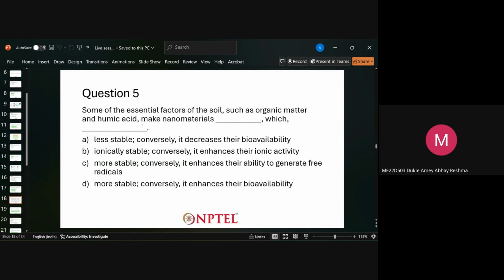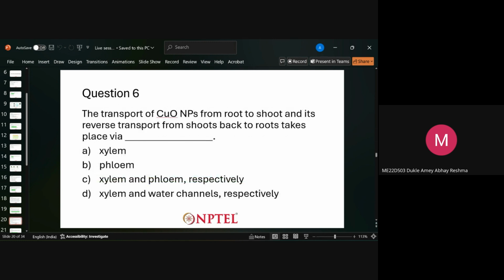Question number 5. Some kinds of essential factors of the soil, such as organic matter and humic acid, make the nanomaterials dash, which dash. The options: less stable, which decreases the bioavailability; ionically stable, which enhances the ionic activity; more stable, which enhances the ability to generate free radicals; more stable, which enhances their bioavailability. So the answer is more stable, which enhances their bioavailability.